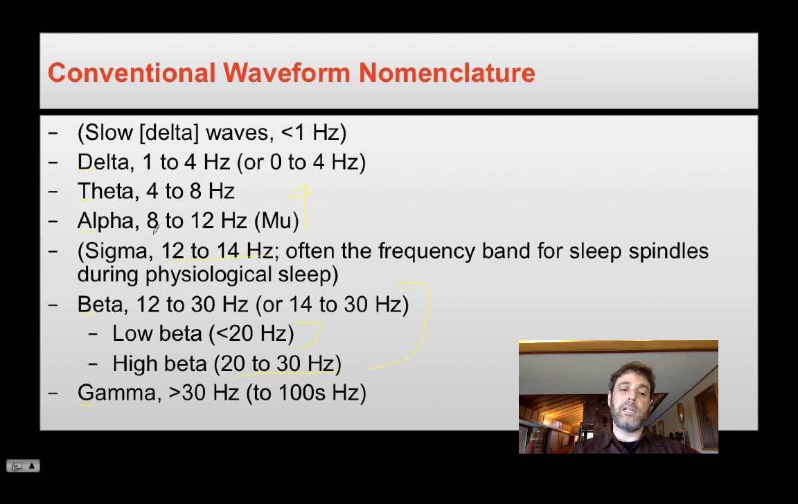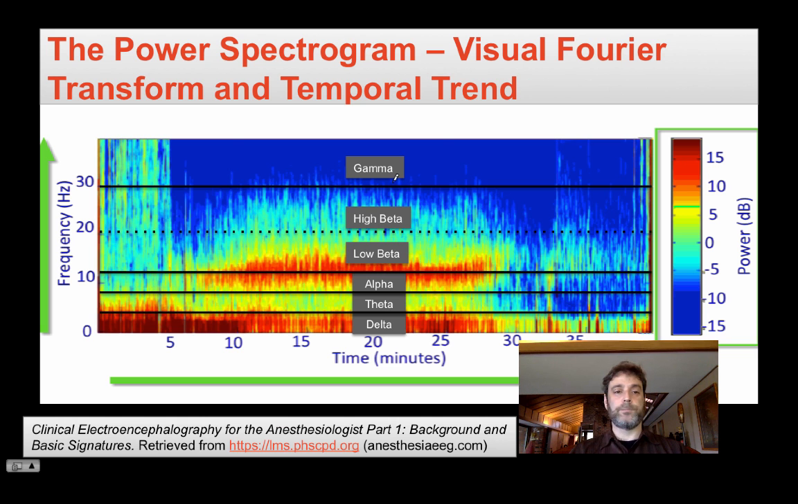Alpha waves are classically between 8 and 12 hertz. These are also referred to as mu waves when over the sensory motor cortex. Theta waves are between 4 and 8 hertz, and then delta waves between 0 and 4 hertz, and often these are subdivided into slow delta waves, which are less than 1 hertz.